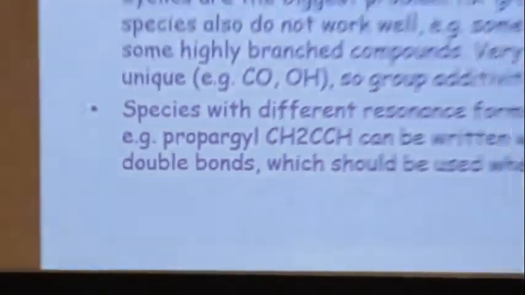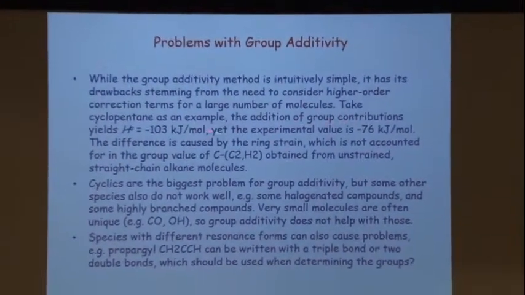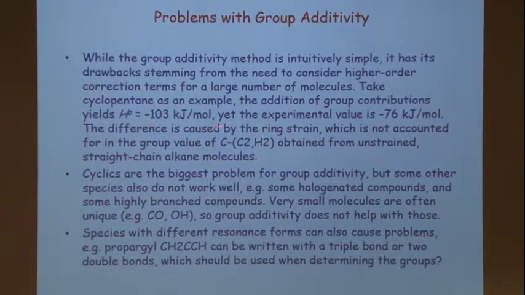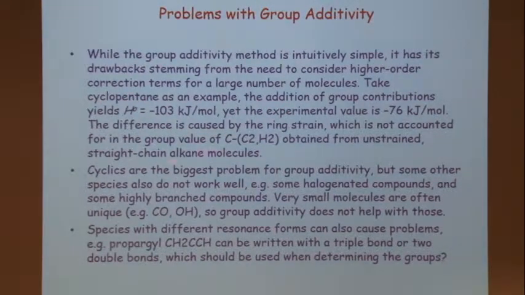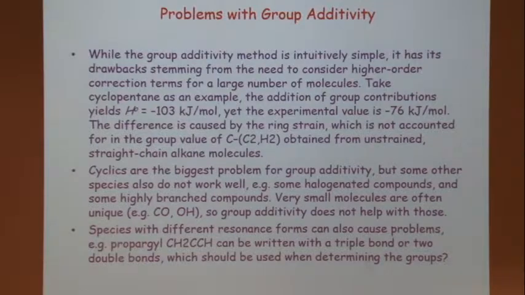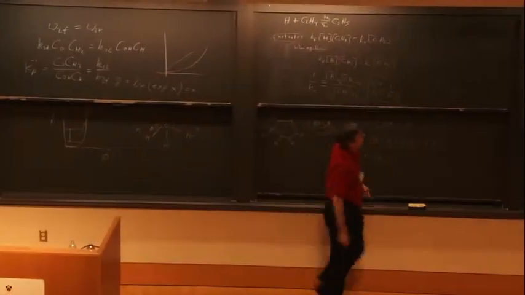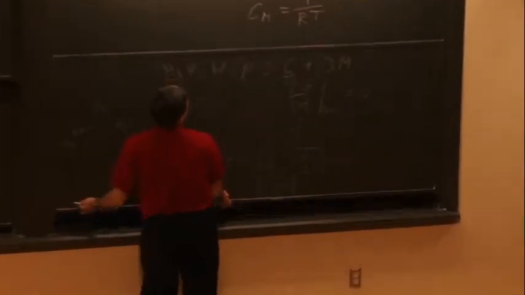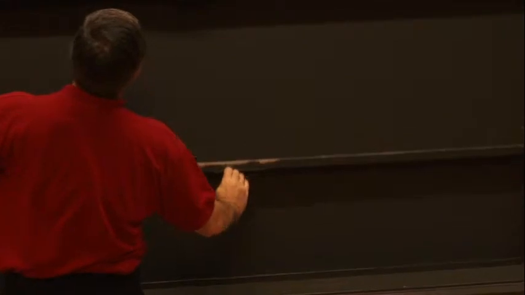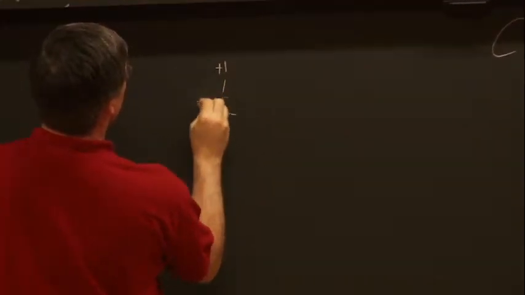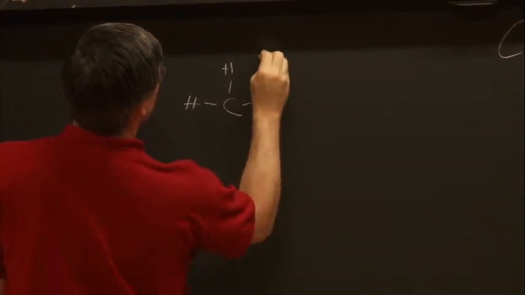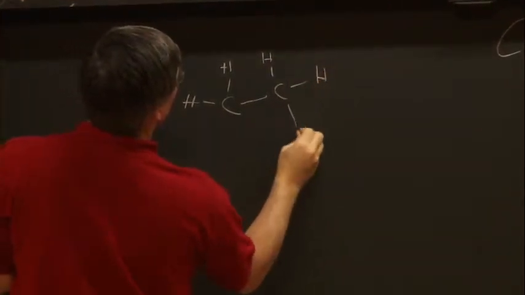So one problem is for ring molecules, so for example, for cyclopentane, if you just use the groups of CH2s and have 5 CH2 groups added together, see cyclopentane, draw it for you. So cyclopentane is a CH2, another CH2, another CH2.